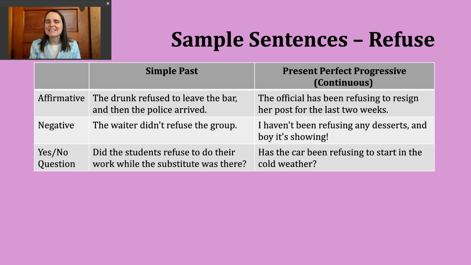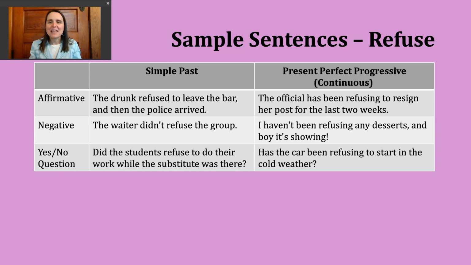Here's another example. I haven't been refusing any desserts, and boy, it's showing, right? So might be suggesting, oh, the clothes are getting a little tighter because I haven't said no thank you whenever someone has offered me a sweet treat. Now, let's look at making a yes or no question. To do this in the present perfect progressive, I start with have or has, whichever form matches my subject, and that subject comes next. Then we're going to have our participle been, and then the ing form the verb.